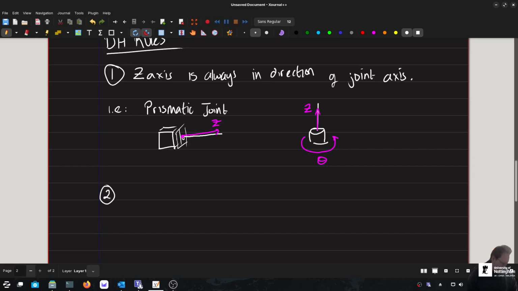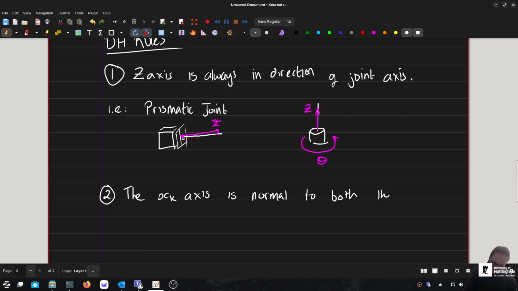Number 2, and this is the XK axis, is normal, sorry, to both the current ZK axis and the previous ZK-1 axis.